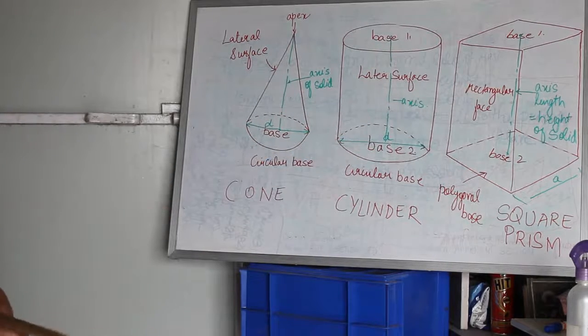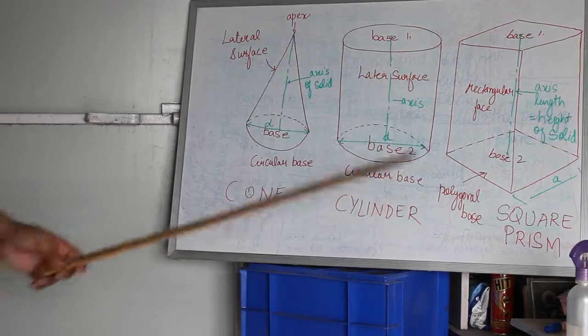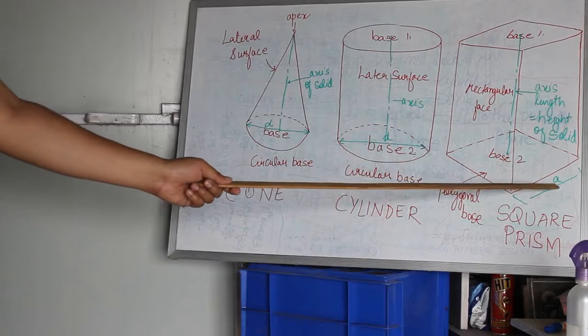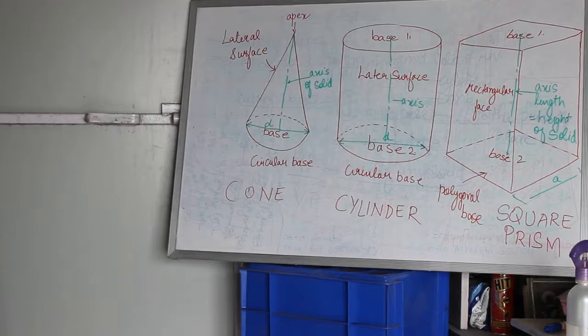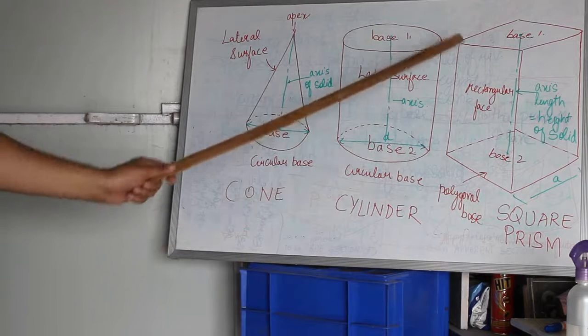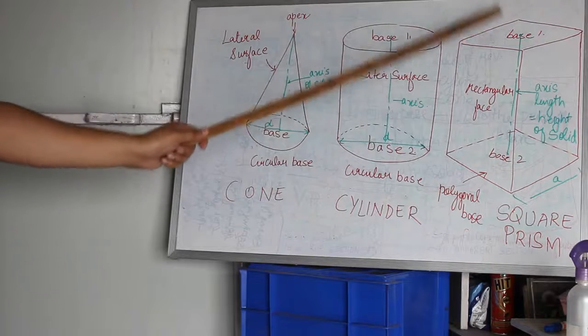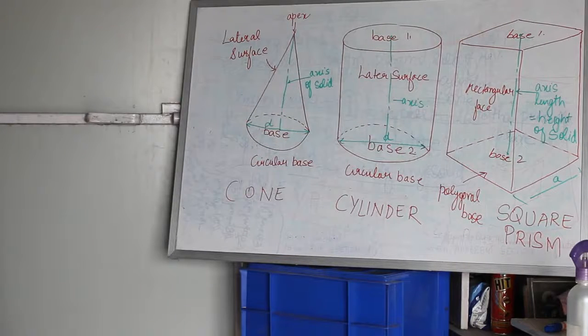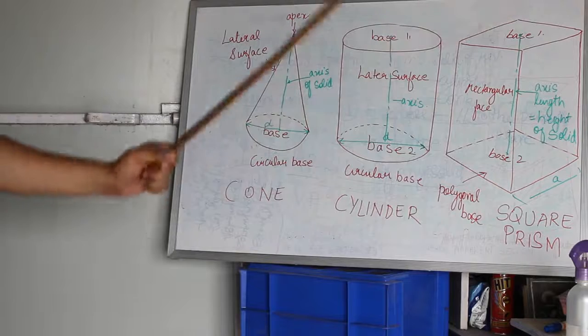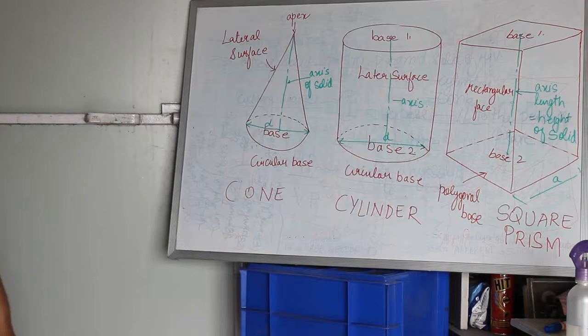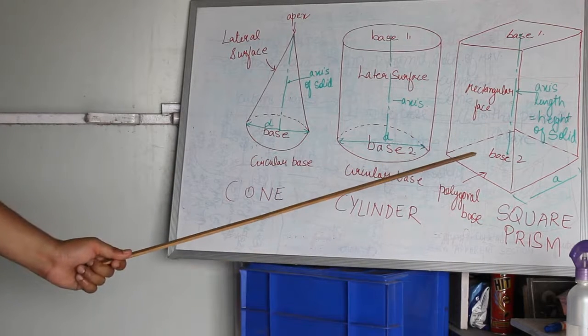If so, there is an objective question for you. If the side A in a square prism is equal to 40 mm, and the axis of the solid is also equal to 40 mm, what will it be? Will it be a square prism or will it be another solid? Can you name the solid?